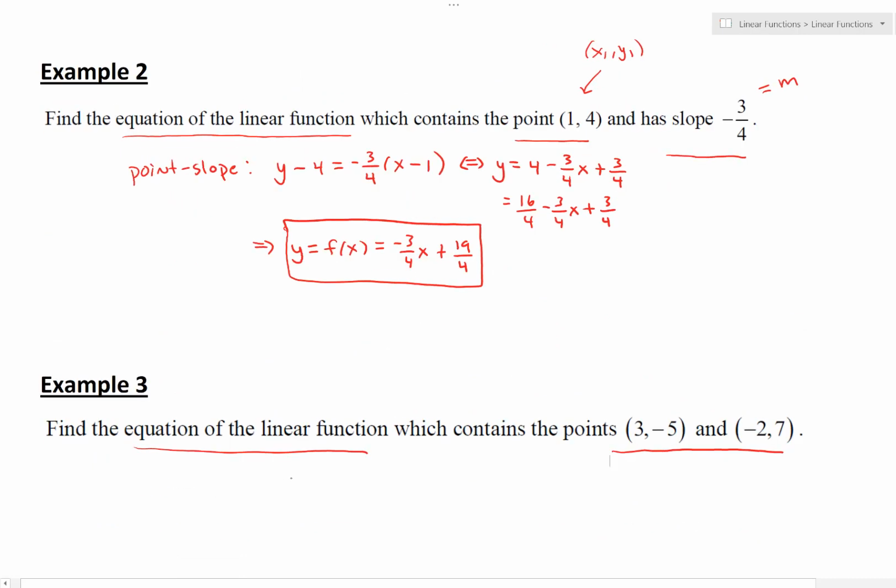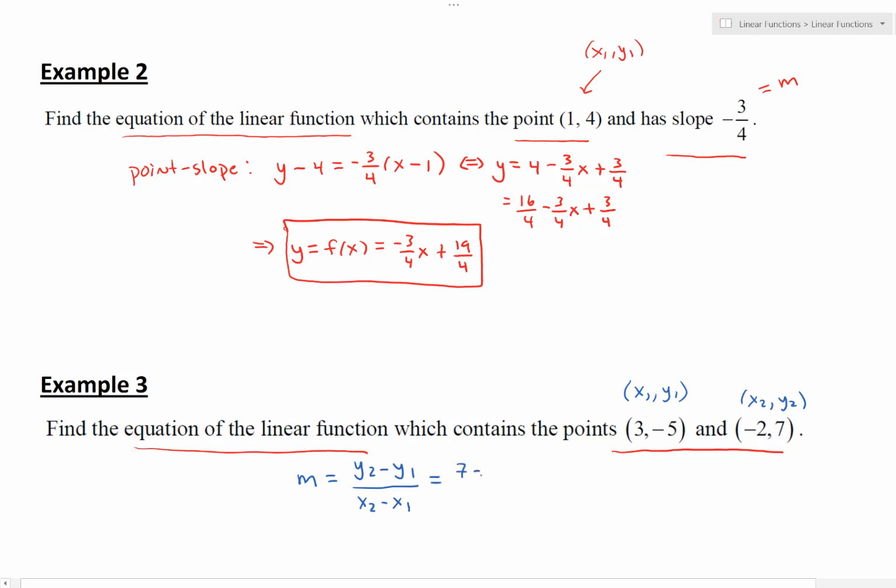We're going to use the fact that we need to find the slope, m, change in the output divided by the change in the input. Think of the first ordered pair 3, negative 5 as x1, y1, and the second ordered pair as x2, y2. It doesn't really matter which ordered pair you call which, as long as you're keeping them consistent. So I have to find the change in the output, y2 minus y1, over the change in the input, x2 minus x1. And now we just plug them in.